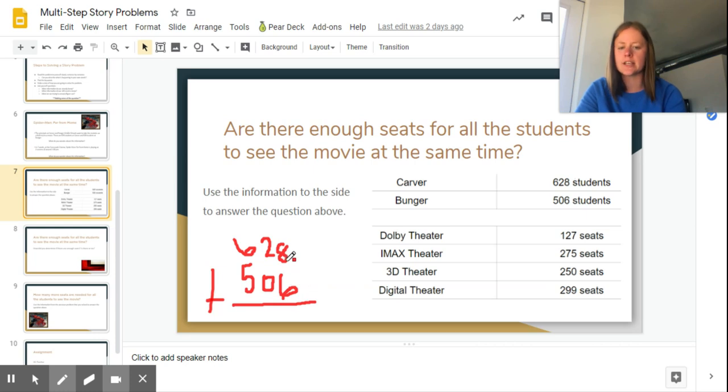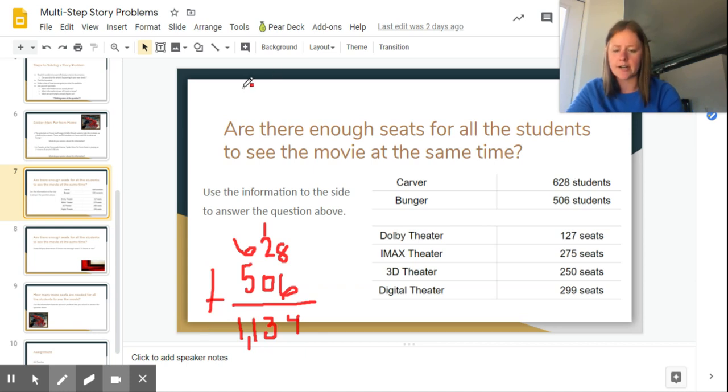Okay, so we always start in the ones. 8 plus 6 is 14. So you do your 4, and then you'll carry your 1 to the tens place. So 1 plus 2 is 3, plus 0 is still 3. And then 6 plus 5 is 11. So we just keep our 11 here. So there's going to be a total of 1,134 students. Now that is super, super important.